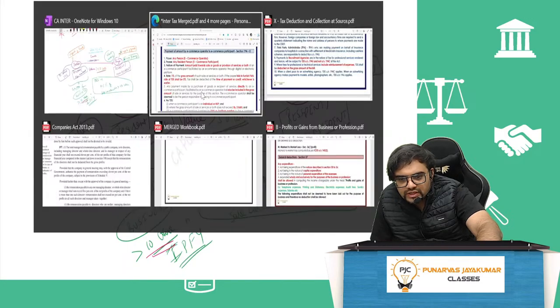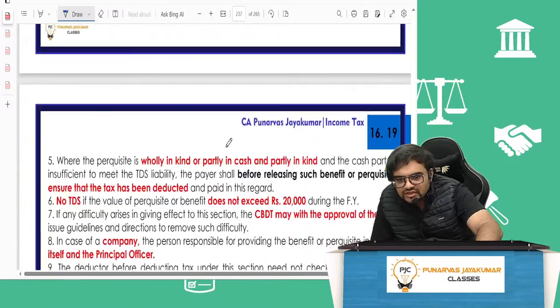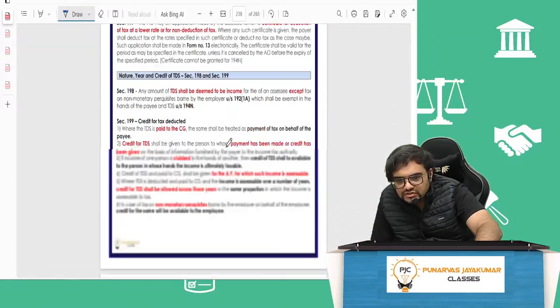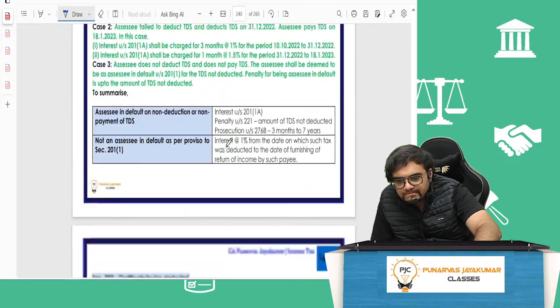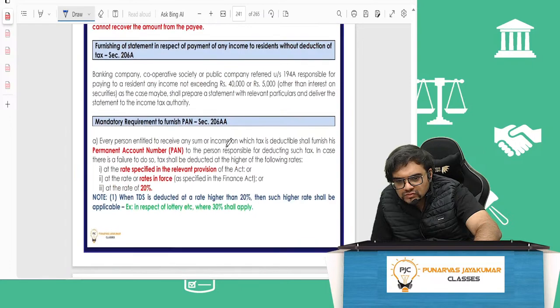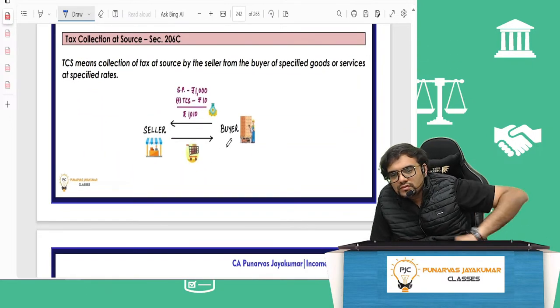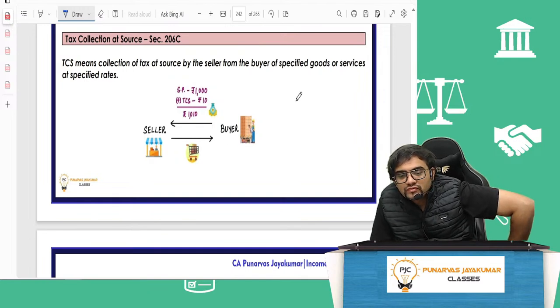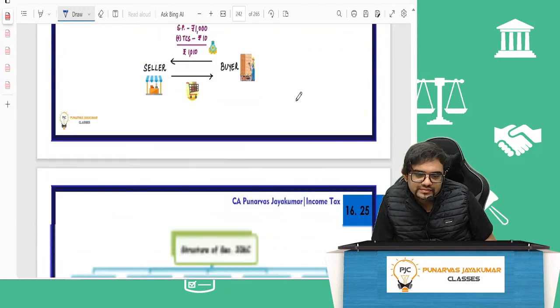That is one part of the story. On the other hand, if you see TCS provisions, TCS is what? Tax collected at source. In this, when the buyer is buying and paying money, the seller has to collect then and there only and remit to the government.